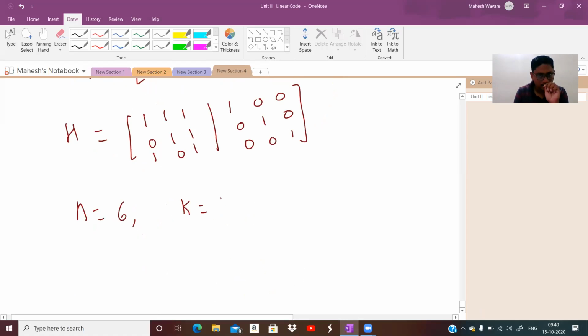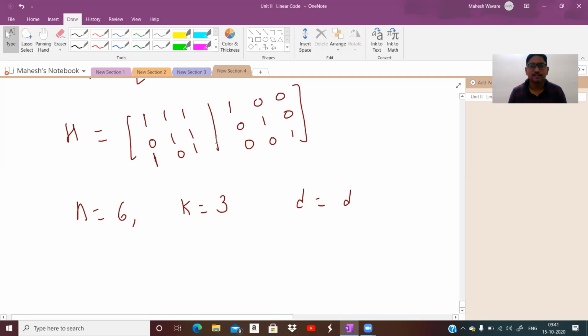Dimension is 3. What is the distance? Distance will be decided from this. If the distance is D, any D minus 1 columns should be linearly independent. You recall that result. Any D minus 1 columns should be independent and some D columns should be dependent. Now here 3 columns, you can easily find, are independent. Can any 3 columns be independent here? That we need to check.